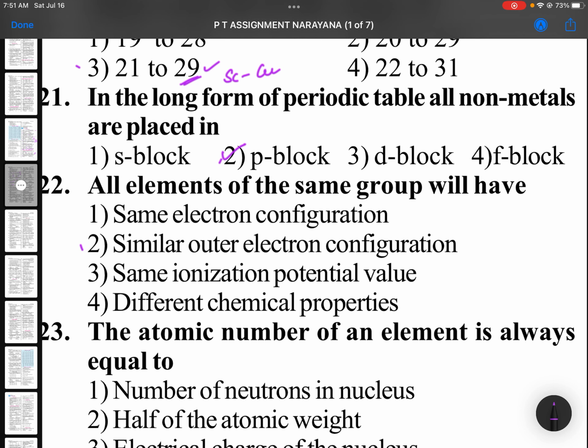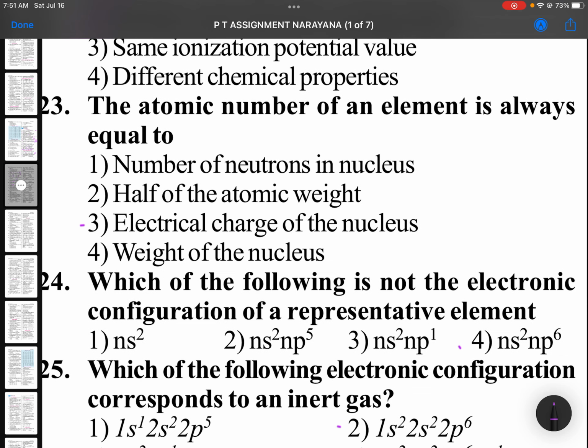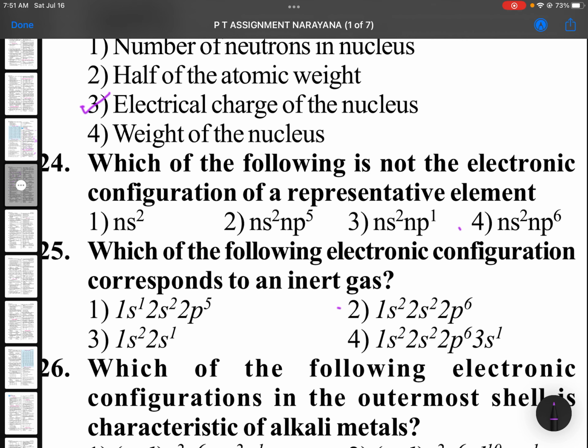All elements of the same group will have similar outer electronic configuration. The atomic number of an element is always equal to the number of protons, or you say electric charge of the nucleus. That is nothing but number of protons. Which of the following is not the electronic configuration of a representative element? You see, this is noble gas, ns2np1. This is of third group. This is of fifth group. Sorry, seventh group. And this is second group. So this is not a representative element.